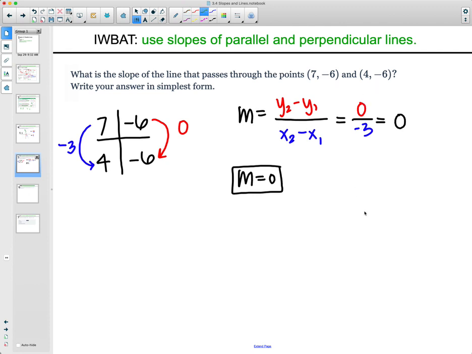If this were flipped over and it was -3 divided by 0, you can't divide by 0, so this would be an undefined slope, okay? In which case it's a vertical line like this, versus ours right here, if we were to graph this and go to the point 7, -6, and then 4, -6, and draw a line, this one's a horizontal line with a 0 slope because your hiker isn't going up or down. So this one is 0.